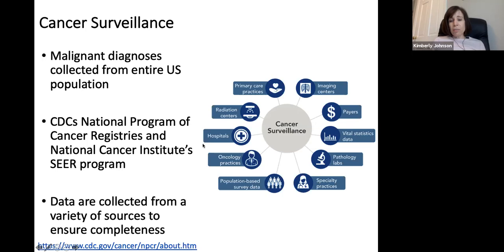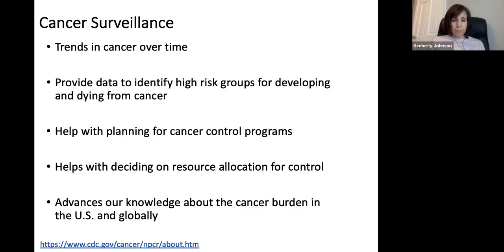So you can see some of these sources on the right. Hospitals are a major source, oncology practices, imaging centers. There's a variety of ways that we gather data on who's diagnosed with cancer. And most of our cancer registries have completeness of over 90 or 95% of cancer cases in the United States captured. And so it's one of the best surveillance systems, I would say, in the world.